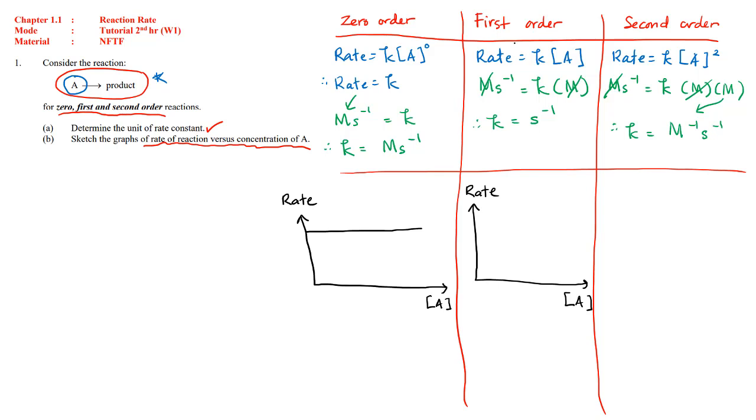For first order reaction, you look here: if the concentration of reactant A increases, the rate will increase. Kalau concentration of A bertambah 2 kali ganda, rate akan bertambah 2 kali ganda. So yang ini saya dah discuss, ataupun saya dah tunjukkan dalam video dalam YouTube saya yang telah di-up di YouTube, rate law. Okay, so the graph is like this.